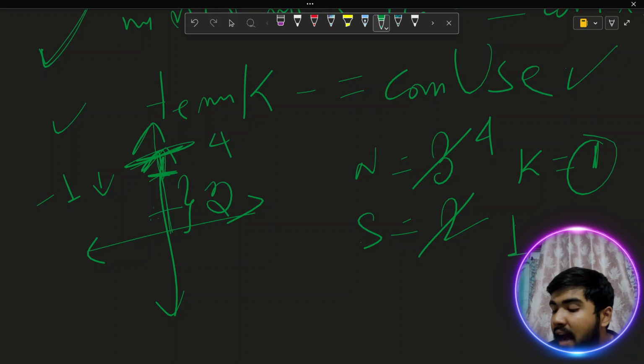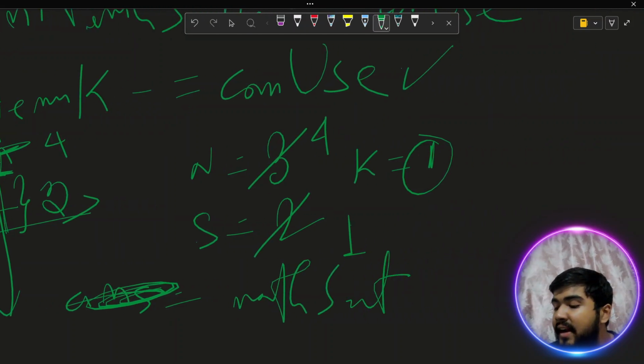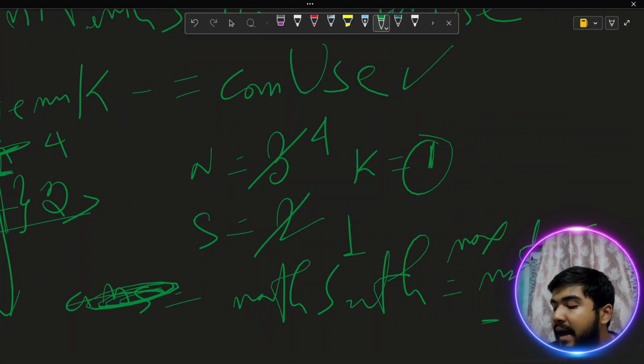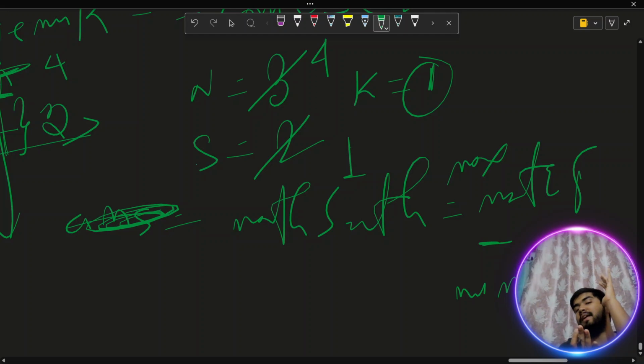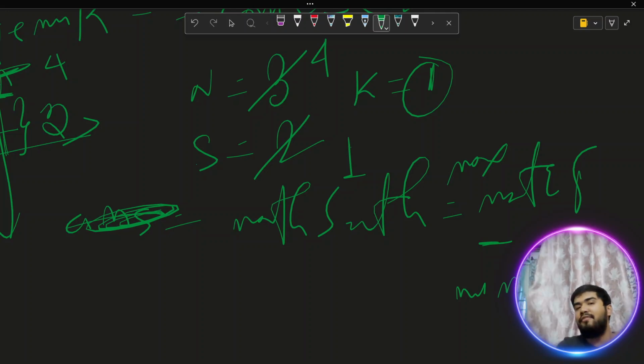So what is the contribution to my answer? The answer contribution for this north south is nothing but the max of north south minus the min of north south. So that is the contribution for this north south part, right? Similarly, as I already told, my north south is independent of my east to west.